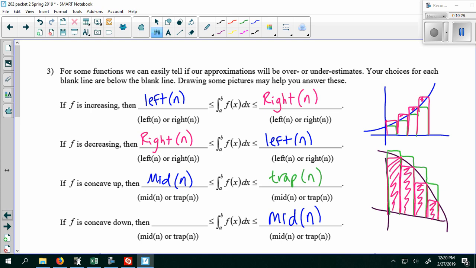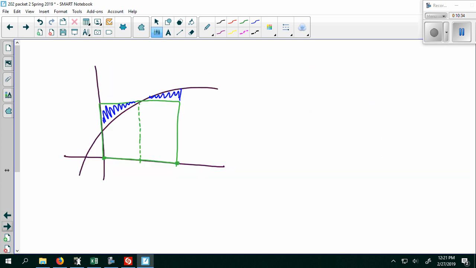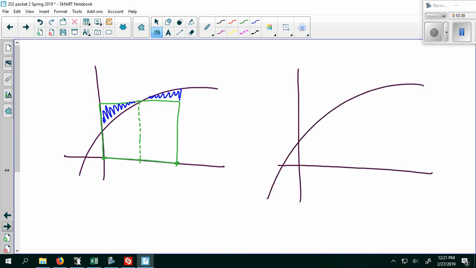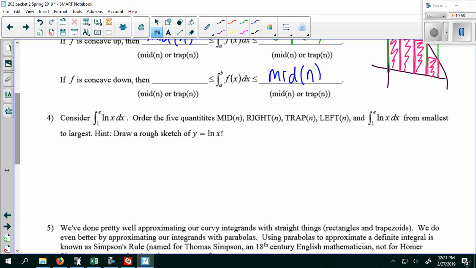And then trap is probably going to go on the other side, but let's just look at the picture. If I draw a trapezoid for a concave down function, connect these with a straight line, that is an underestimate for the integral. Okay, this green area is a little bit smaller than the area under the curve. So I go back here and I'm going to put trap n less than or equal to the exact value of the integral.